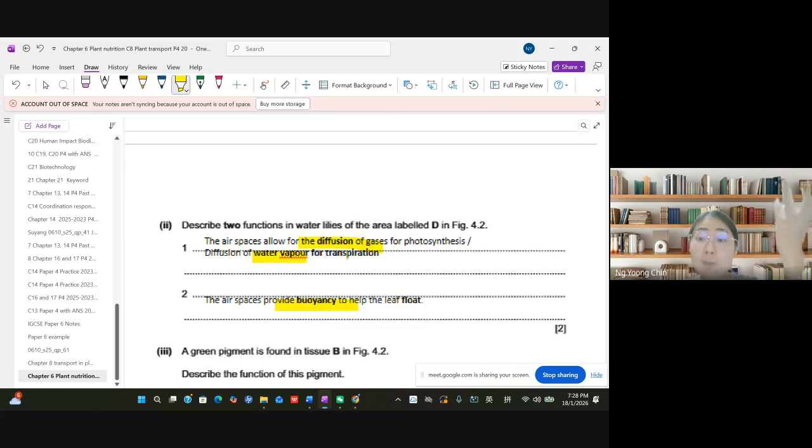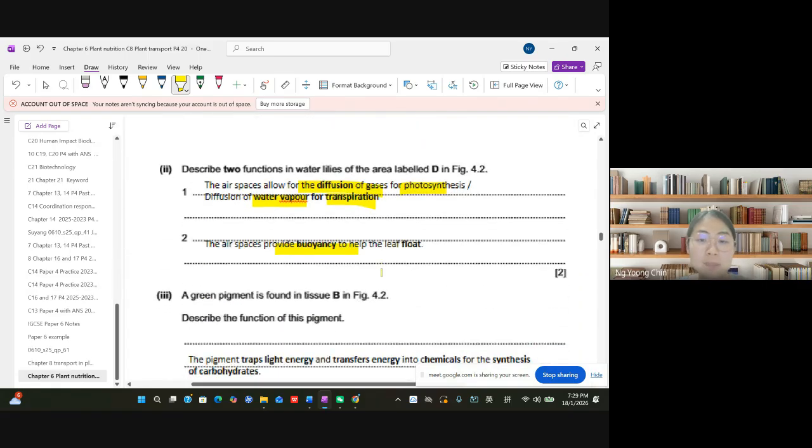Also the name of the process, so photosynthesis and transpiration. Remember the definition of transpiration: if you refer to it, it is the evaporation of water through the stomata from the airspace.